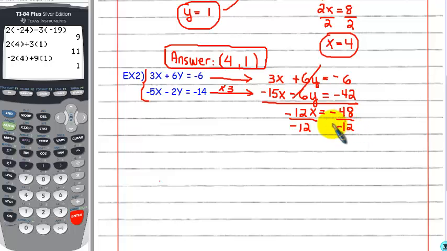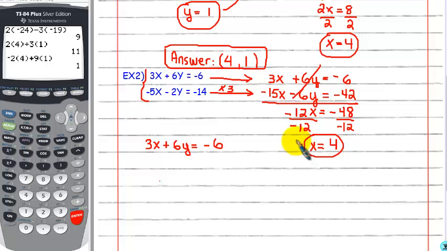Okay. And that means x equals 4. Okay. Once you have one of the letters, just pick one of the equations. So let's say I pick the first one. You can pick any one of them. They will work.